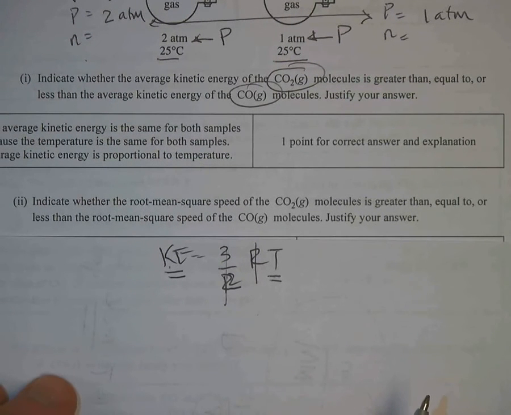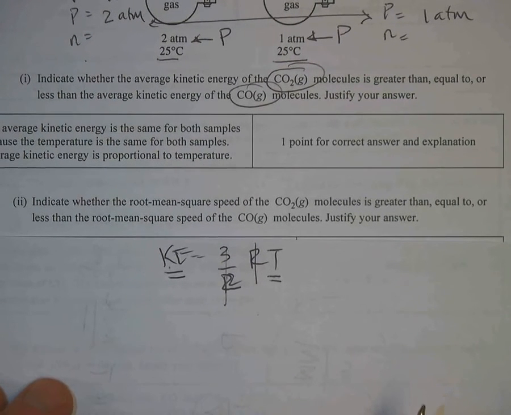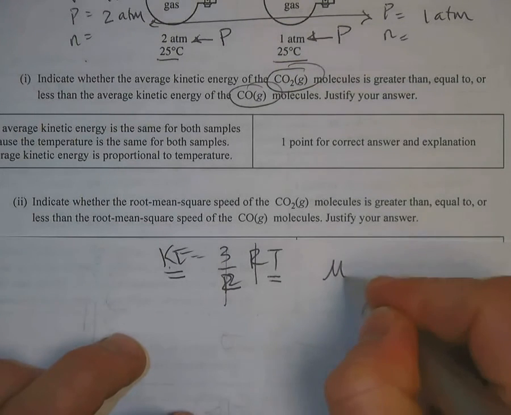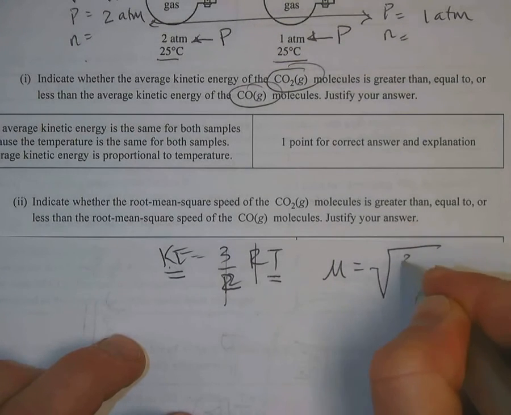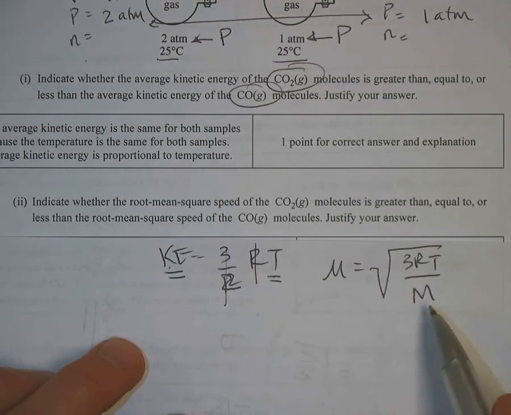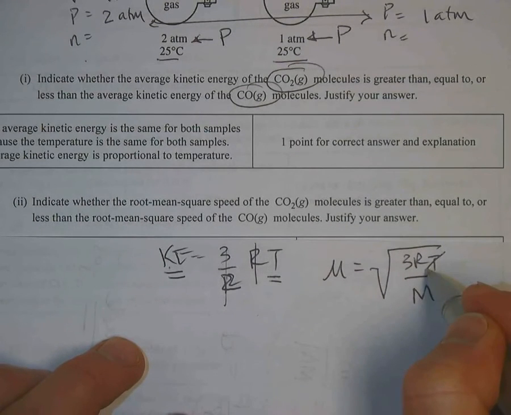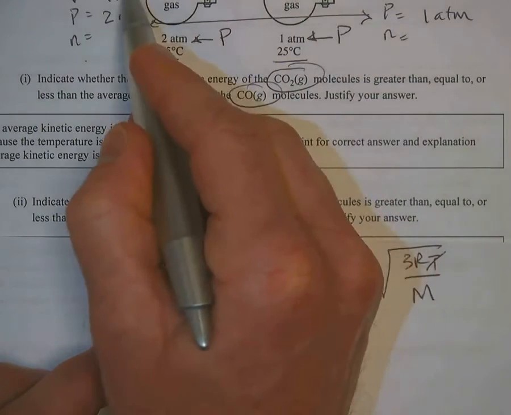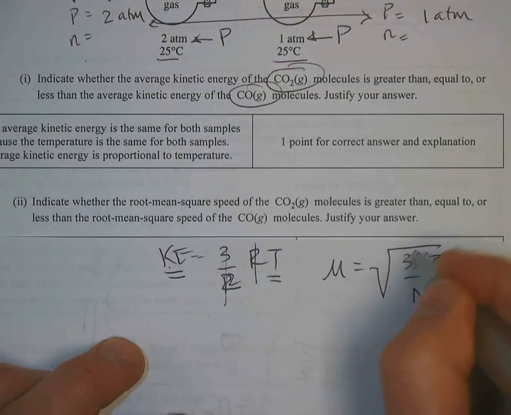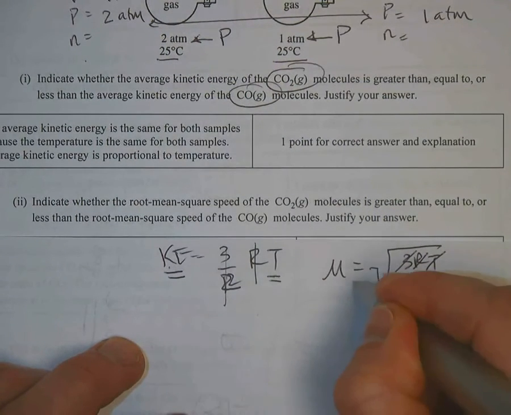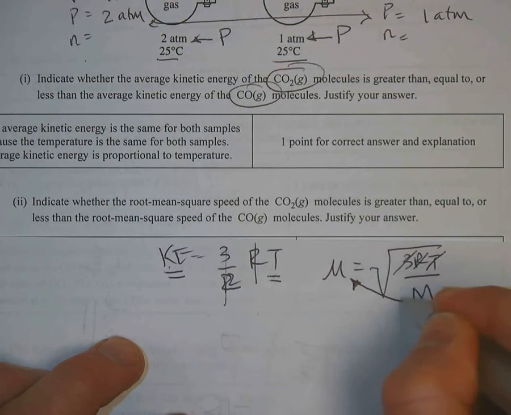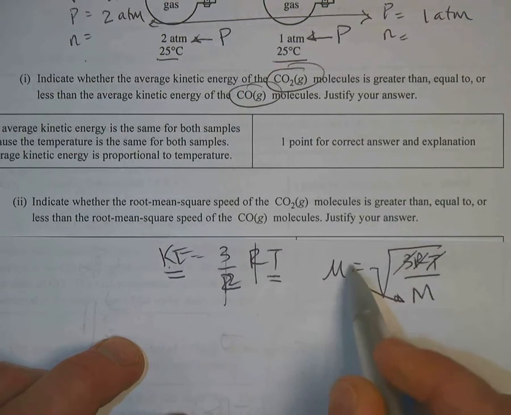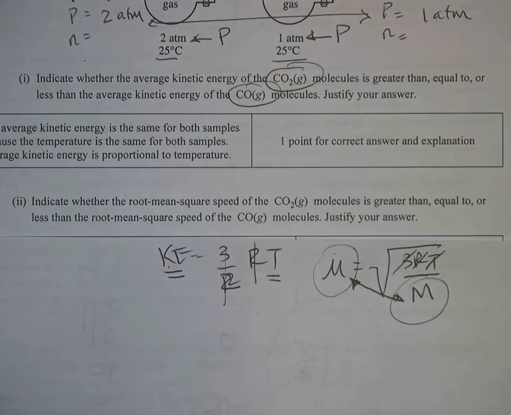equal to the root mean square of the CO molecules. Justify your answer. Well, remember the equation for root mean square was the square root of 3RT over capital M. Now, if the molecules are at the same temperature, which they are, 298, we said that, and the R's and the 3's are the same, what is the one thing that is the factor that determines the speed of a substance as far as a gas goes?